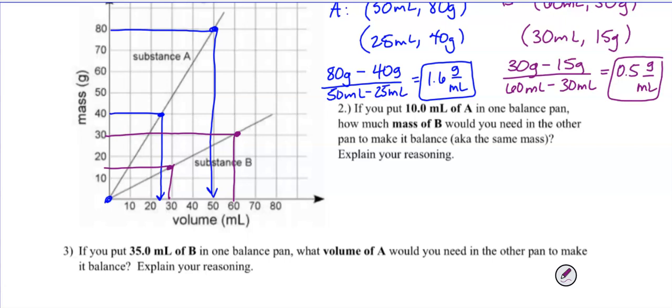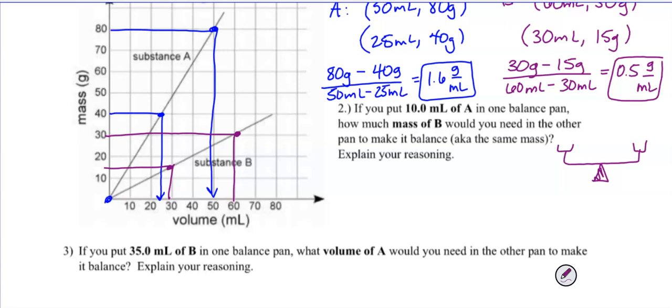So for question 2, it says if you put 10 milliliters of A in one balance pan, how much mass of B would you need to make it balance, aka the same mass? Okay, so what they're saying is I have a balance pan, and you're probably like, what the heck is a balance pan? Here it is.